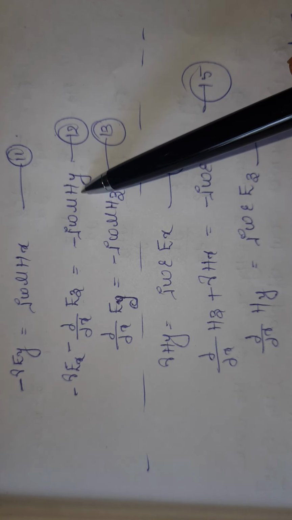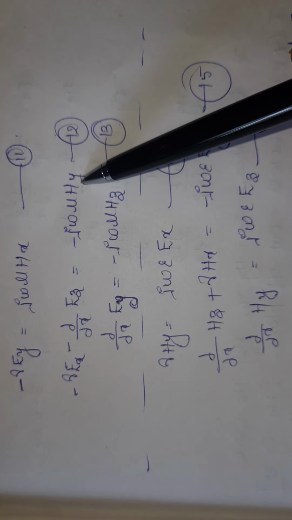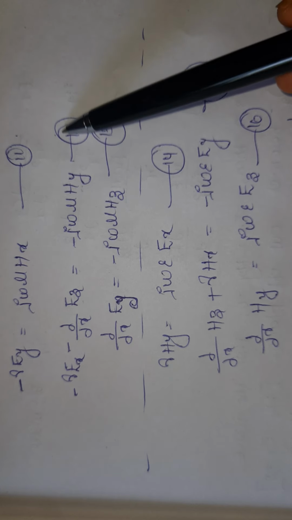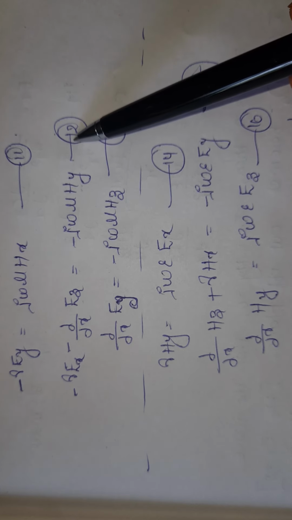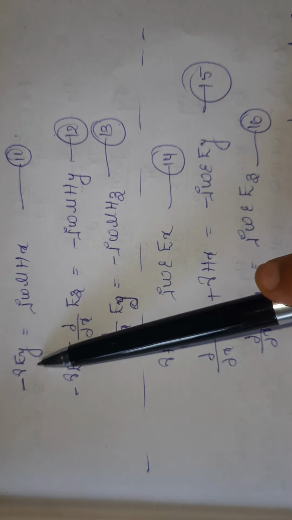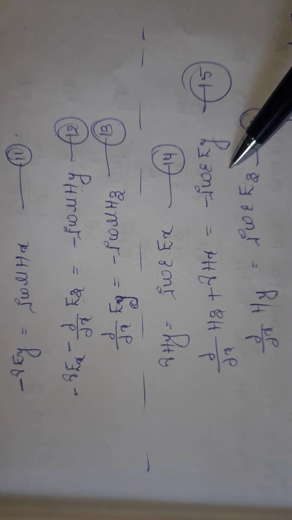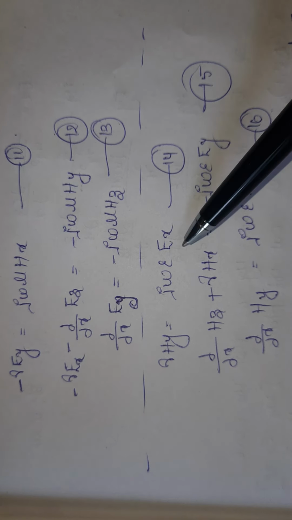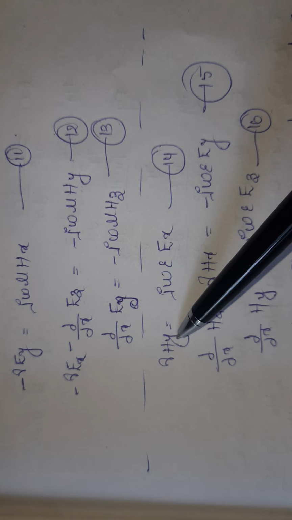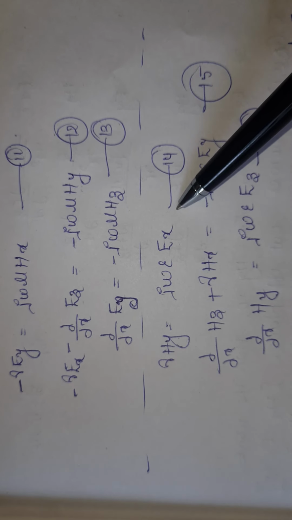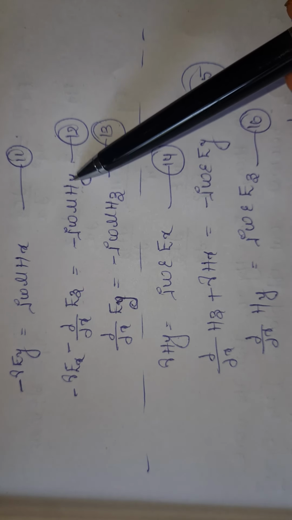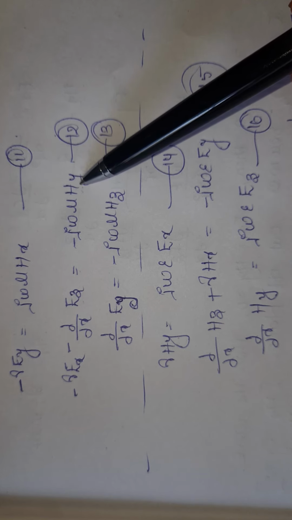By substituting, we took Hy from one equation, and Ey equal to from another, and substituted it in equation 15. Here we took Hy equal to, and substituted this equation 14 in 12, such that we got the expressions for Ex and Hx.